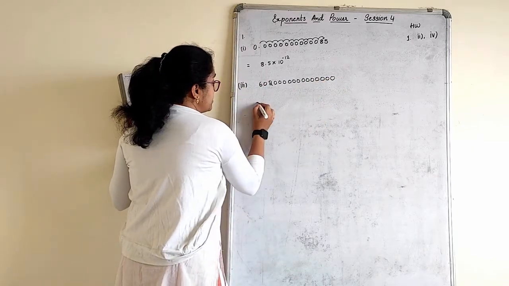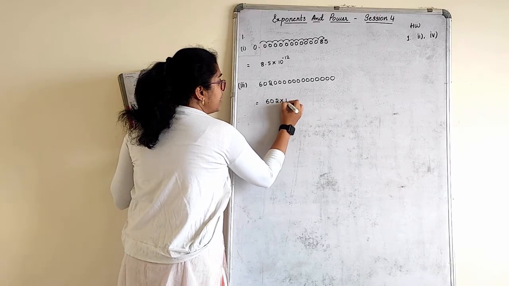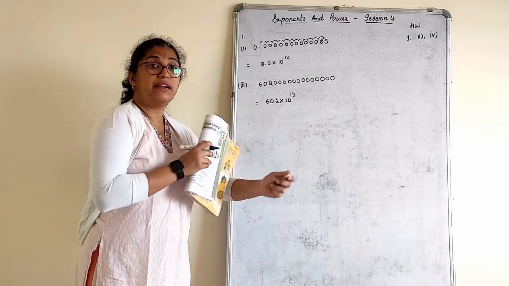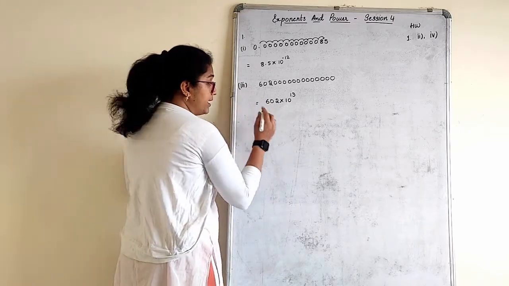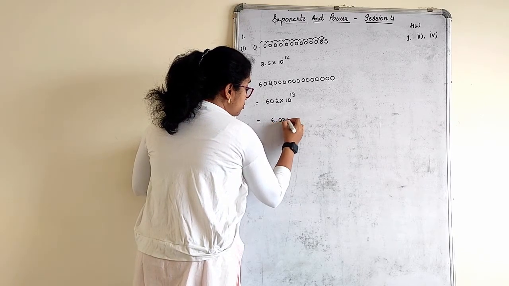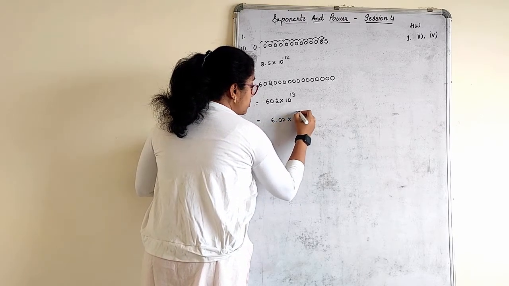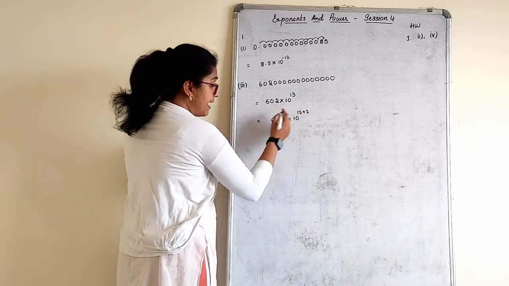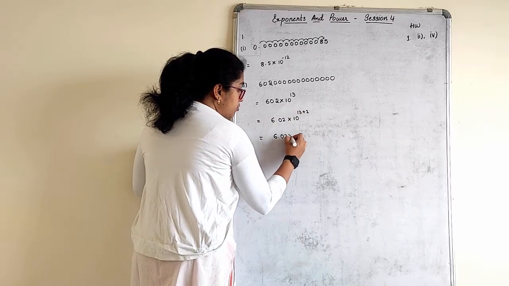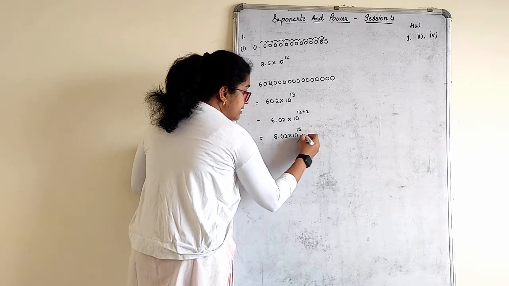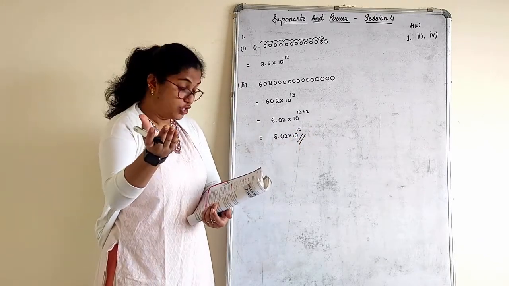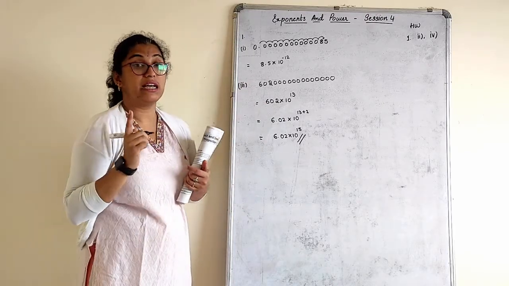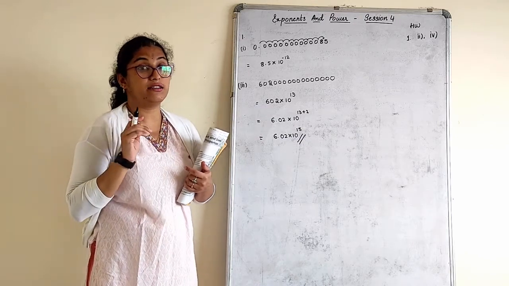I will write this as, first of all, 602 into 10 raised to 13. But this is not the standard form. In standard form the decimal should be after one number. 6.02 into 10 raised to 13 plus 2, because 2 more decimal places are added. So 6.02 into 10 raised to 15 is the answer. If the zeros are in front, children, the exponent is in plus. If the numbers are behind the decimal, the exponent power is in terms of minus.